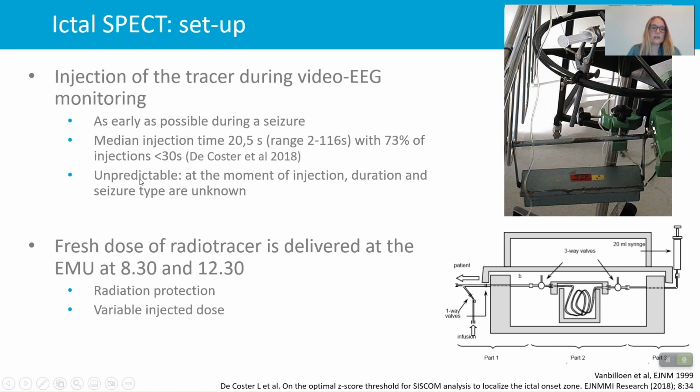This injection is unpredictable in many ways. So you don't know when a seizure is going to happen, so you need constant monitoring. Then when you detect a seizure and you start injecting the tracer, you have no idea how long the seizure is going to take after injection. You don't know how the seizure will evolve in terms of seizure type and semiology. So these are all very unpredictable factors.